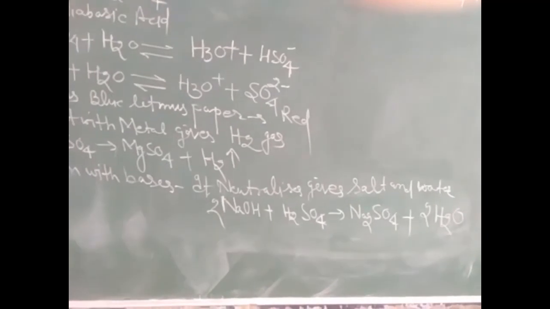Now, action with bases. When an acid reacts with a base, it forms salt and water. This is called a neutralization reaction, meaning sulfuric acid is neutralized by bases and gives salt and water. Sodium hydroxide is a base and sulfuric acid is an acid. When sodium hydroxide reacts with sulfuric acid, sodium sulfate and water are formed. Now we will discuss the next type of reaction.